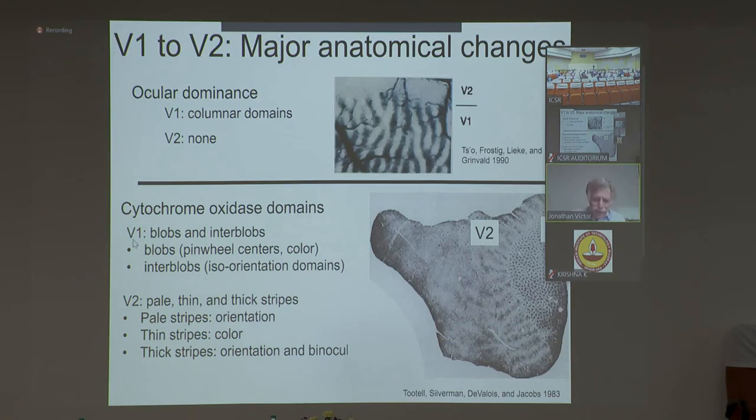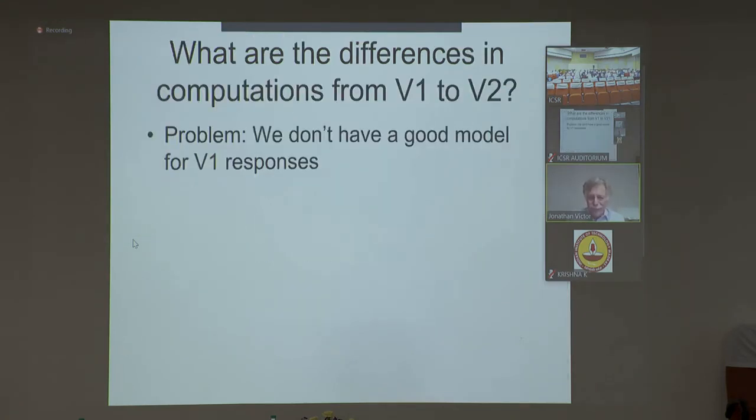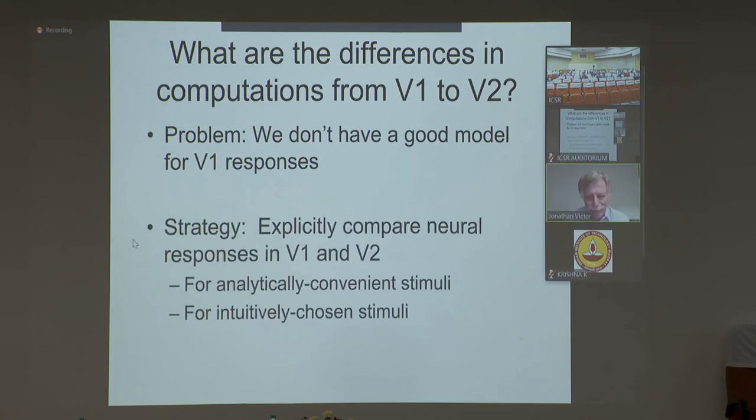Now, the problem is that we don't yet, as I'm trying to emphasize, have a great model for what happens in V1. So if we don't have a great model for V1, it's going to make it a little bit hard to have a great theoretical framework for asking, how is V2 any different? Without a theoretical framework, we still have something that we can do.